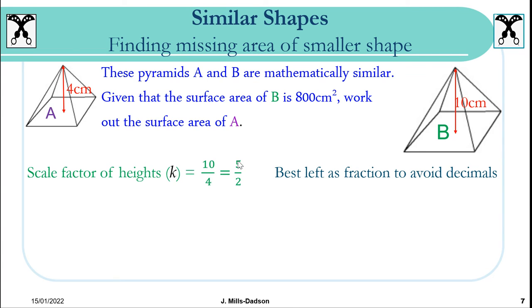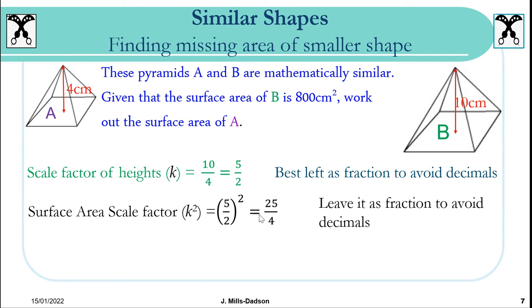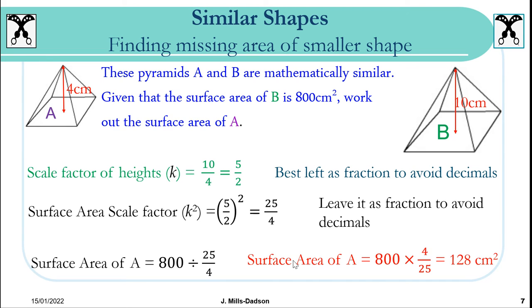Simplify 10 over 4, divided by 2, as 5 over 2. Change K into K squared to fit the area format. We have 25 over 4. B is bigger, and 800 is for the bigger one. To get to the smaller one, we divide 800 by the K squared scale factor, and that gives us 128 cm squared. So these are the dynamics of changing from one scale factor to another depending upon what is required.